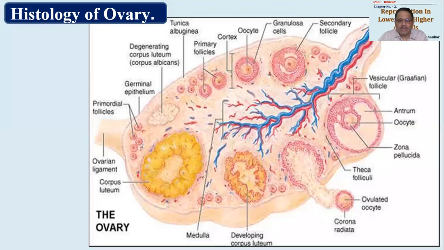Around 2 million will be developed. 50% of that will be undergoing atresia. Atresia means death before birth of a baby, female baby, of course, you have to say. Then remaining 60% will die till puberty, and 40% will remain. This 40% will start developing.